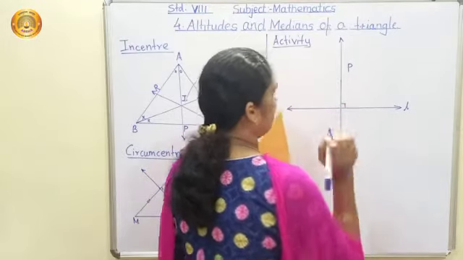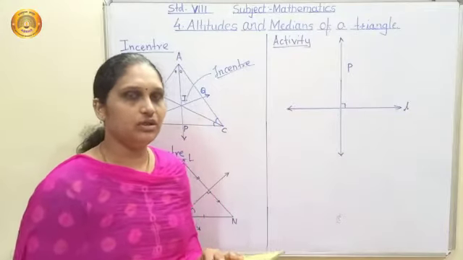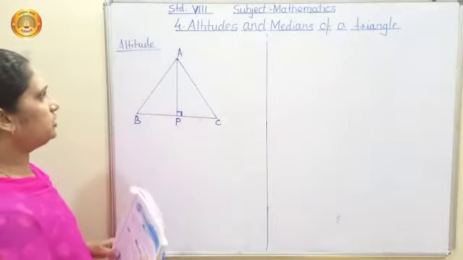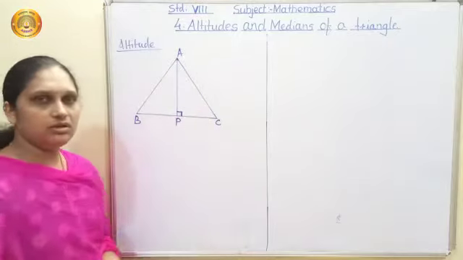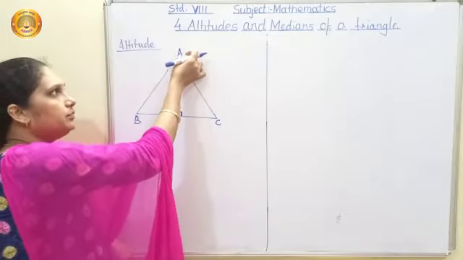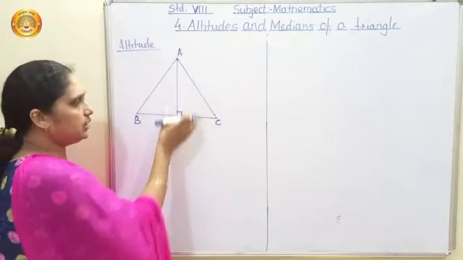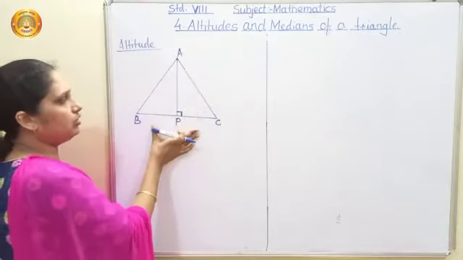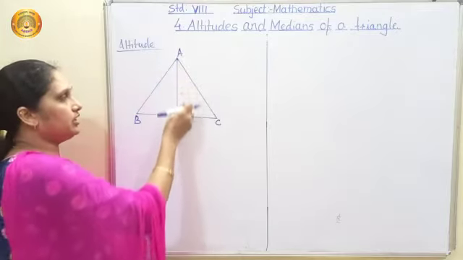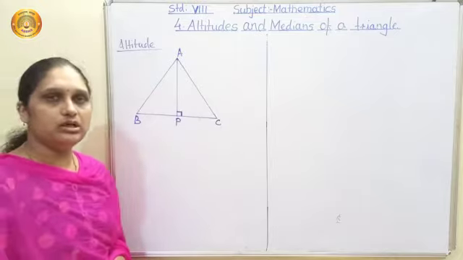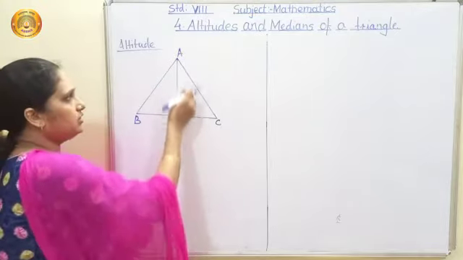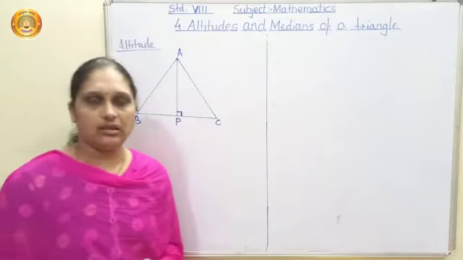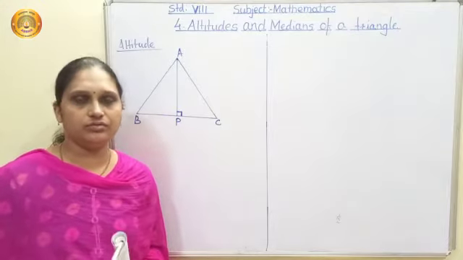So this is the perpendicular drawn from the outside of the line. Now we'll take altitude. Now altitude means what? If you observe the figure, triangle ABC is given and from the vertex A, a perpendicular is drawn on its opposite side. It is a vertex and this AP is a perpendicular on BC. That means from the vertex a perpendicular is drawn to its opposite side. So this type of construction, or the perpendicular, is called the altitude of the triangle. Altitude is nothing but the height of the triangle.